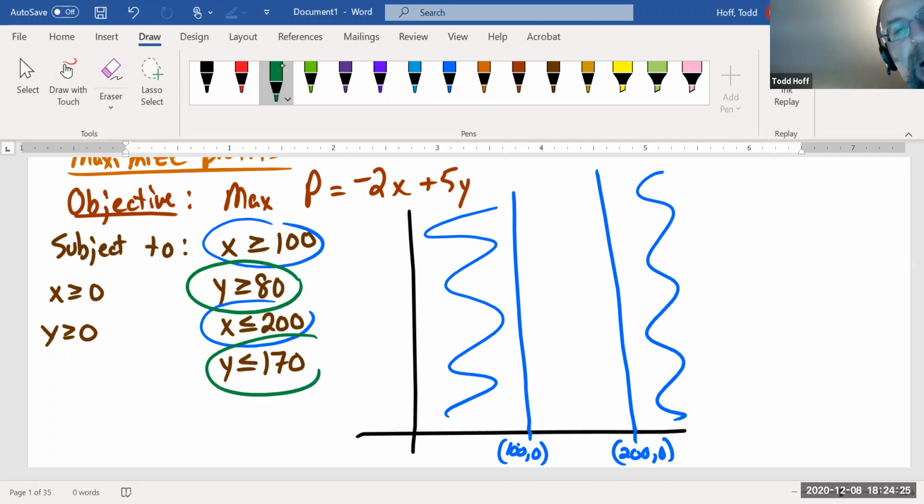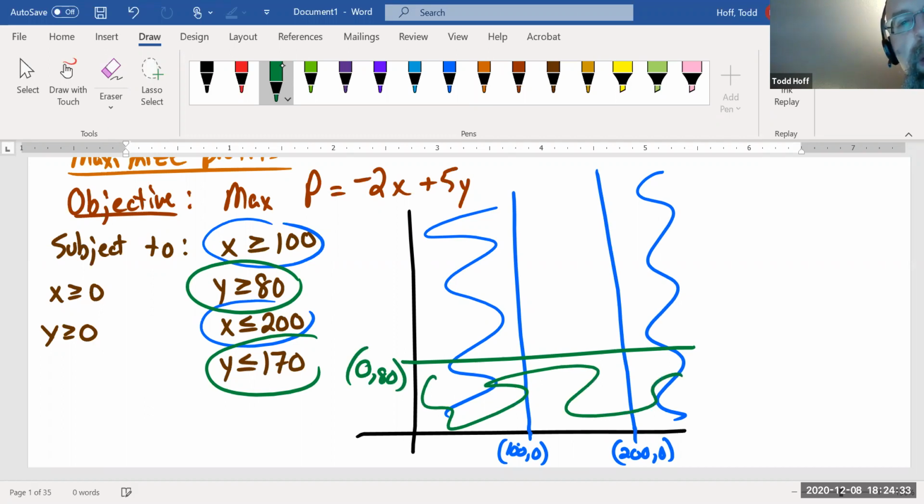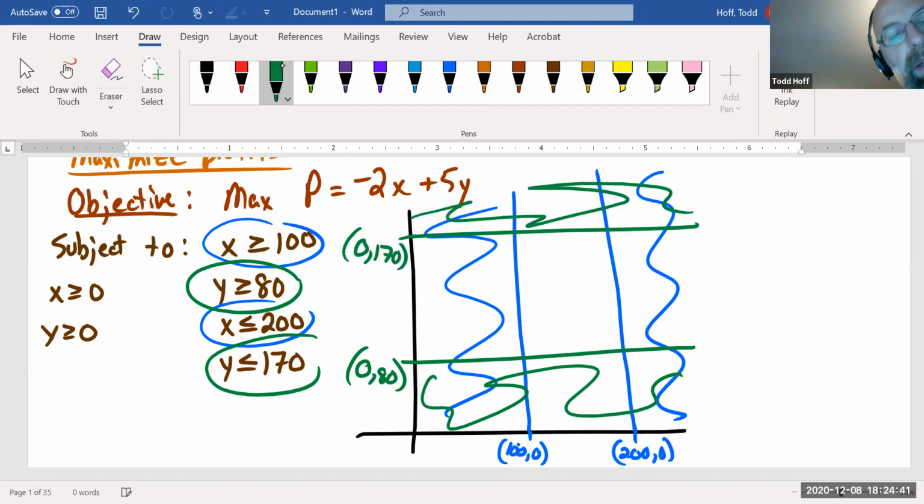Then our restrictions on Y. Y has to be at least 80, can't be less, and no more than 170, can't be more. So we're in that rectangle is where we're restricted so far. So we didn't really need X greater than 0 and Y greater than 0.